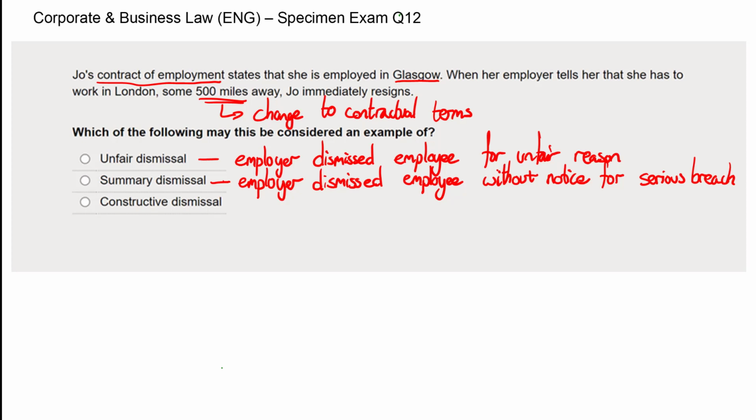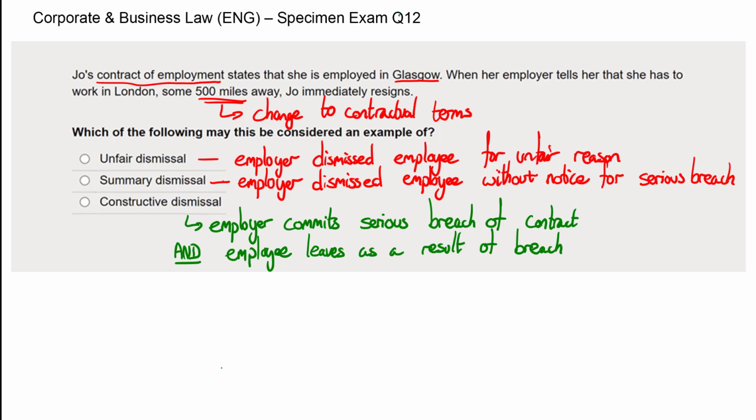That leaves us with constructive dismissal. There are two dimensions to constructive dismissal. Firstly, that the employer commits a serious breach of contract, and secondly, that the employee leaves as a result of the breach. So, did the employer commit a serious breach of contract? Well, moving your place of employment 500 miles would reasonably be described as a serious breach of contract.